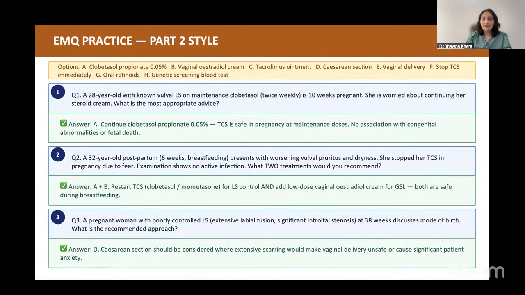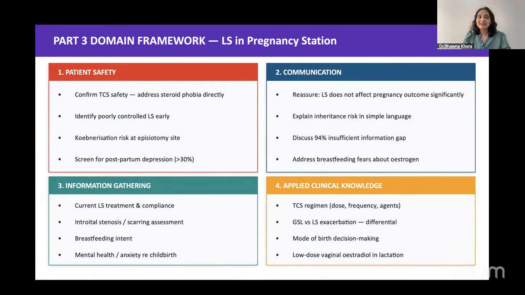And then now something more about the domains, like part 3 domain framework. How will you adjust this information into your various domains? Now, what could be the presentation of the patient? Either she can come directly as a known case of lichen sclerosis and wishes to discuss the pregnancy options, or she can come with dyspareunia, and then it goes on to lichen sclerosis and she wants to discuss the pregnancy. So these could be the two possibilities here.